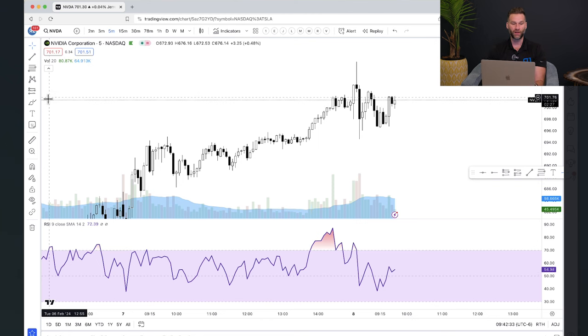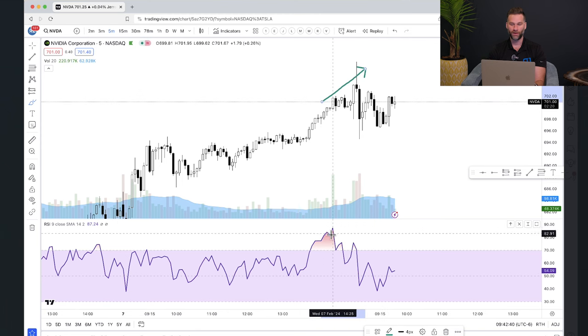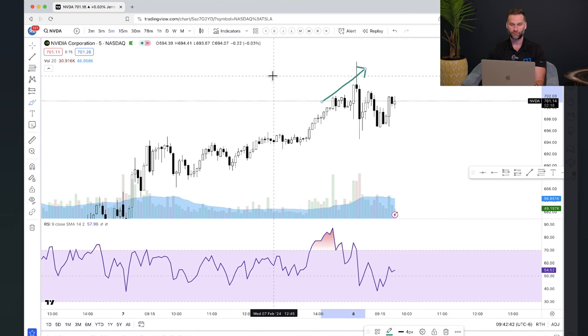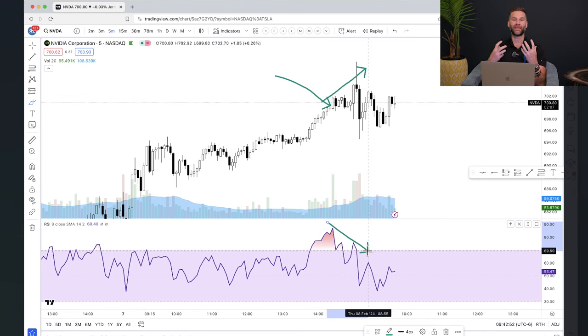Therefore, if we look at NVIDIA right now on a 5 minute chart, you will notice two things. Right here, NVIDIA was very much above 80. So from here onward, NVIDIA was above 80. It made a higher high. And what did RSI do? RSI, in fact, made a lower high. So this is, again, showing you this is bearish divergence.